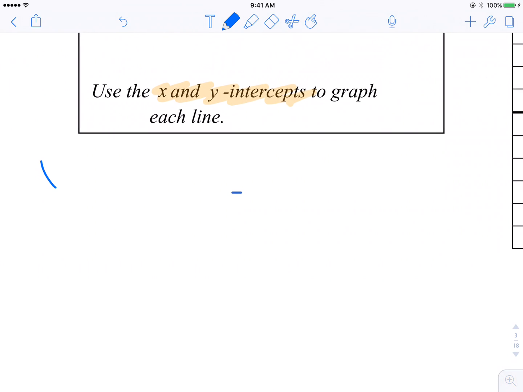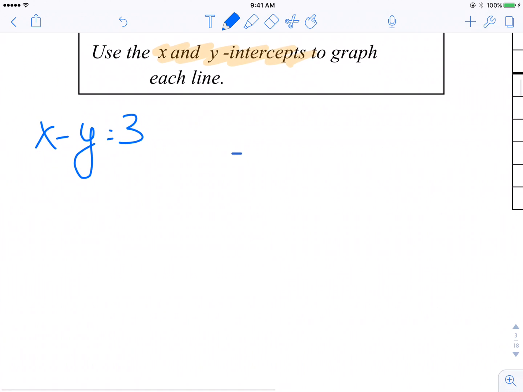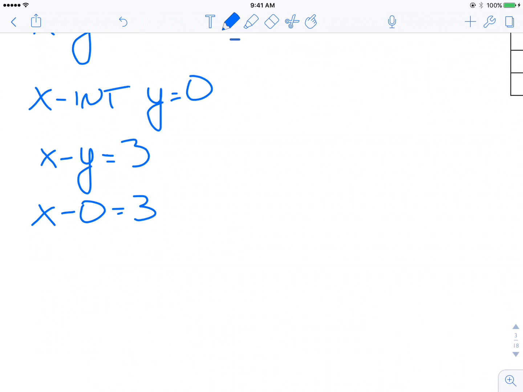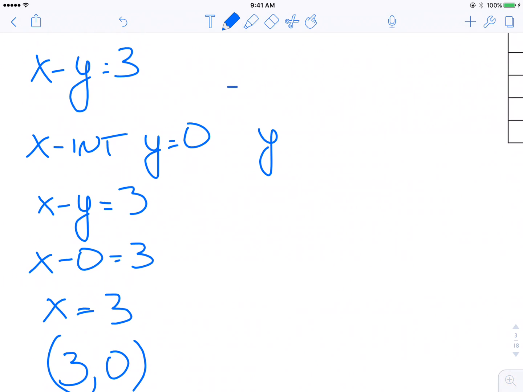So here's our first equation: x minus y is equal to 3. We need to solve using x and y intercepts. If I'm looking for the x-intercept, I need to substitute y equals 0. I take my equation, substitute in 0 for y, and solve. That gives me a coordinate point of x equals 3, y equals 0. There's my x-intercept.